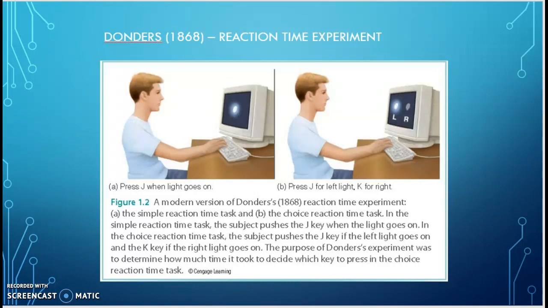Someone sees a stimulus and has to respond. The second is that you have to make a decision about what's being presented to you. So in this example, the gentleman on the left is just pressing J when the light goes on, but in the image on the right, he has to decide, am I pressing J if the light is on the left, or am I pressing K if it's on the right? So that decision is what Donders wanted to look at.